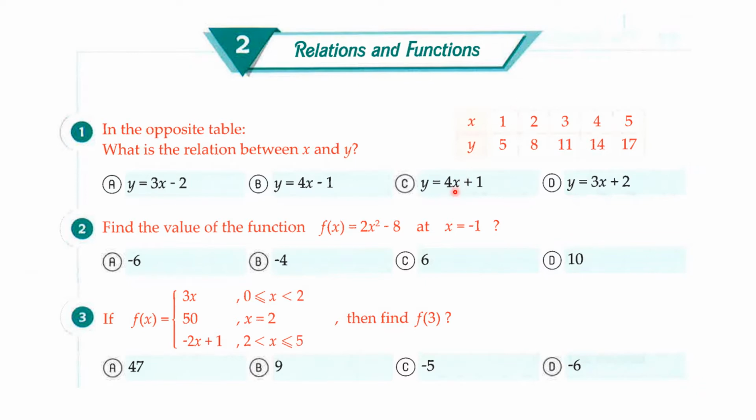Substitute 1 and see which one will give you 5. If you substitute 1 over here, it's going to equal 5. Okay, let's substitute 2. Is the answer 8? So no. I substitute a couple of them quickly in my brain and see. Over here, for example, 1 times 3 is 3, 3 plus 2 is 5. Let's try another one, 2 times 3 is 6, 6 plus 2 is 8. So yes, the answer is D.